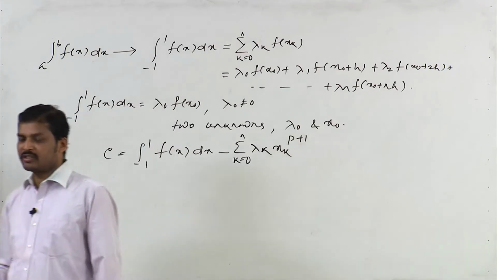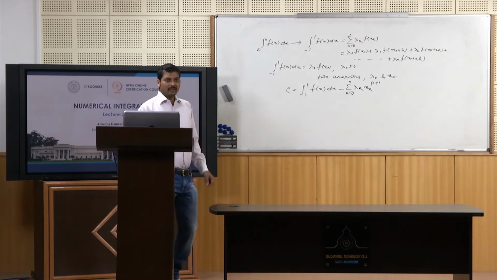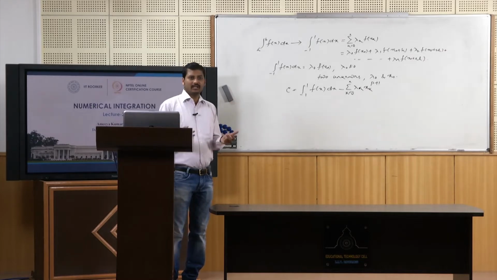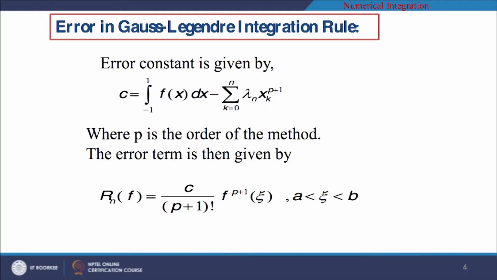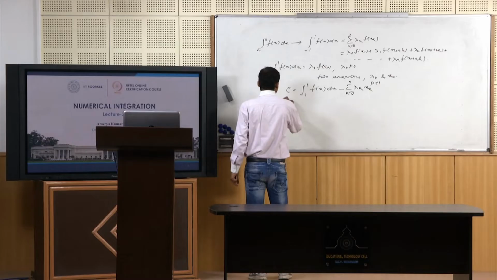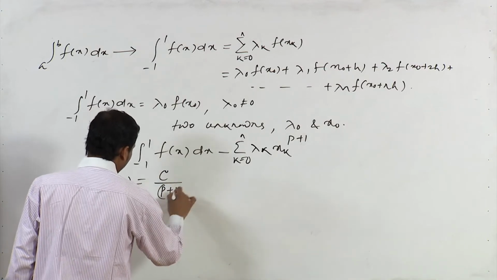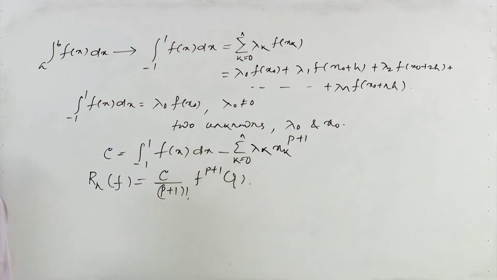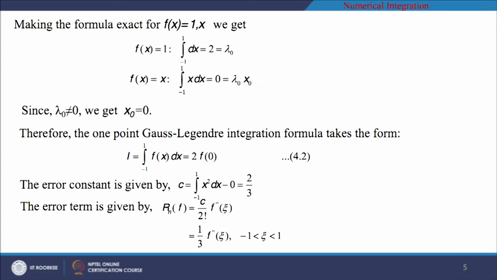Since usually we are considering this polynomial, if its order is greater than p, then it will give a non-exact term, and then we have an error existing at that point. And this error term, that is Rn of f, is usually represented in the form of c by p plus 1 factorial f to the power p plus 1 zeta, where zeta lies between a and b.